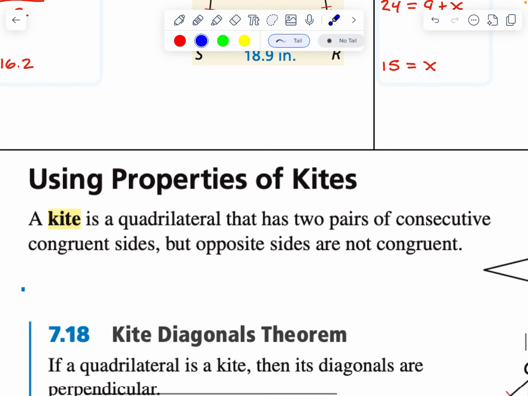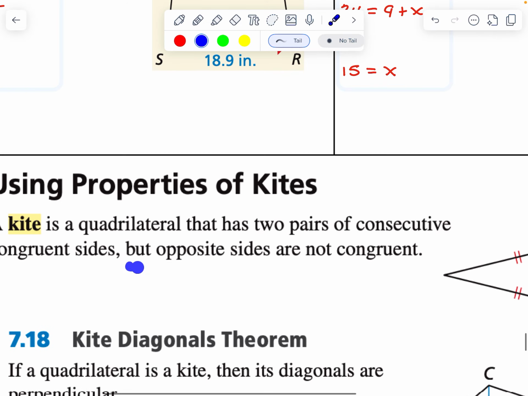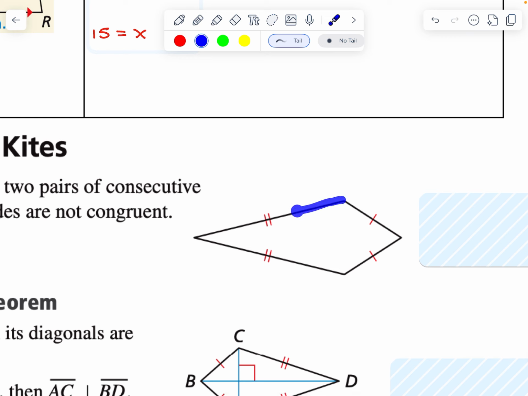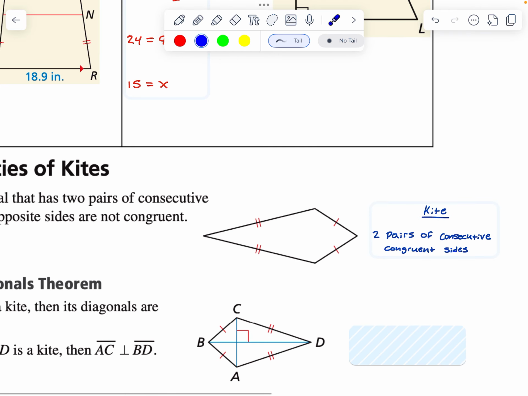A kite is a quadrilateral that has two pairs of consecutive congruent sides. Consecutive congruent sides, but the opposite sides are not congruent. Consecutive, that means next to, right? So I have this side right here, next to that is this side right here. Those are congruent. This side right here, next to that is this side right here. Those are congruent. Opposite sides are not congruent. Two pairs of consecutive congruent sides. That makes a kite.